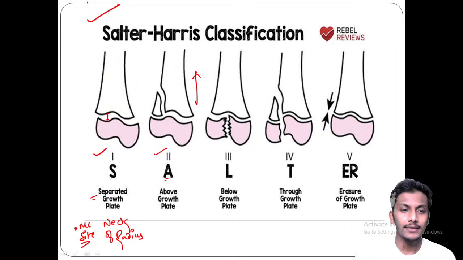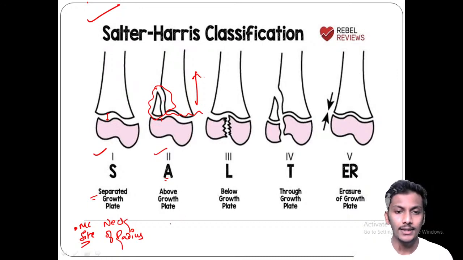So where can we see the separation occurring? Please remember, the separation is occurring between the physis and the metaphysis. Along with this separation, we can see a fracture in the metaphysis. So in type 2 physeal injury, there would be physis and metaphysis separation along with a metaphyseal fracture. Along with the metaphyseal fracture, there would be a chip of metaphysis which is getting separated.